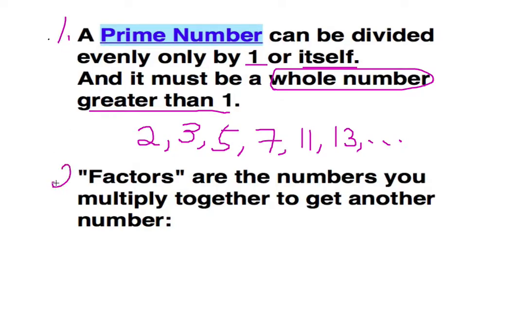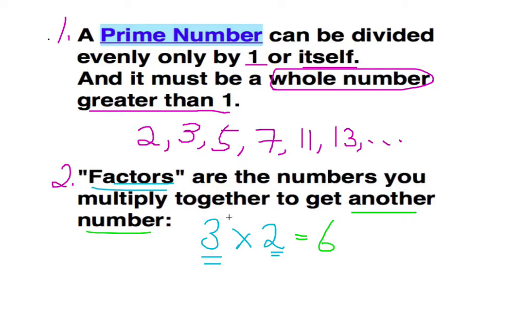So the second thing you need to know is what factors are. Factors are the numbers you multiply together to get another number. For example, I just come up with 3 times 2. These two numbers multiply to give us 6. So these are the factors that give us 6.